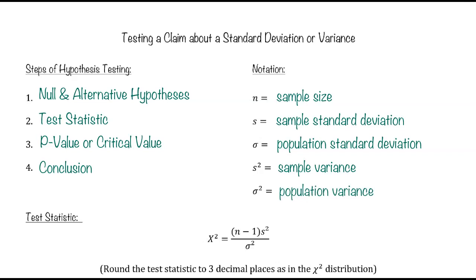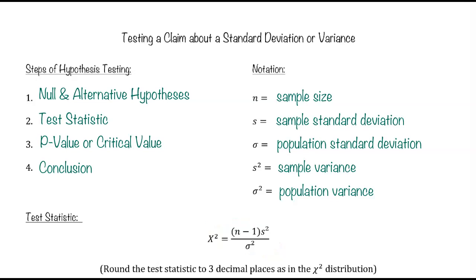We will not be using our calculators to conduct this hypothesis test, so it's important that you do understand how to calculate the test statistic by hand. The test statistic is a chi-squared value, and when you calculate your test statistic, make sure you round to 3 decimal places, as you'll see in the chi-squared distribution.